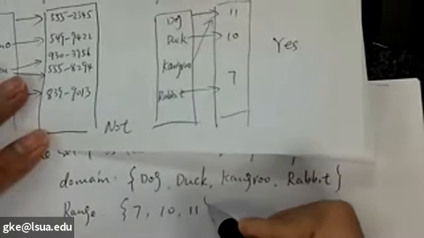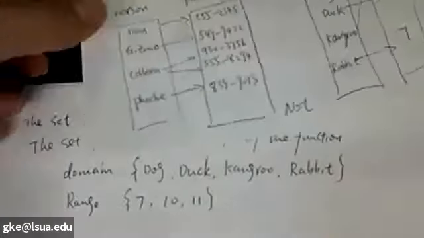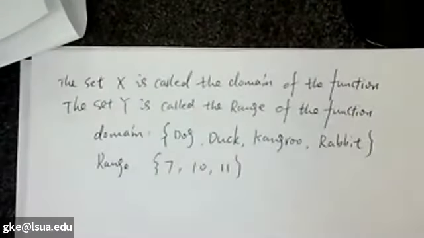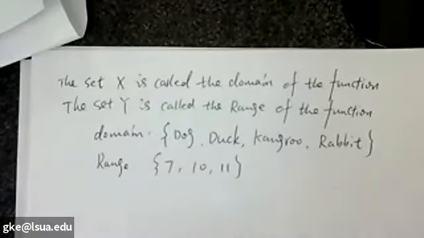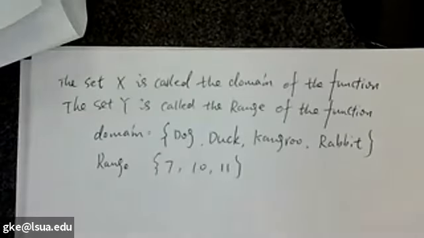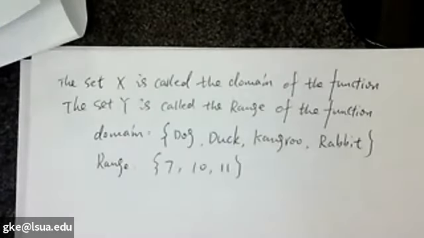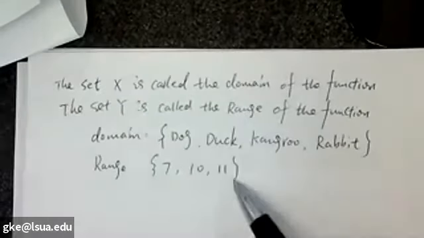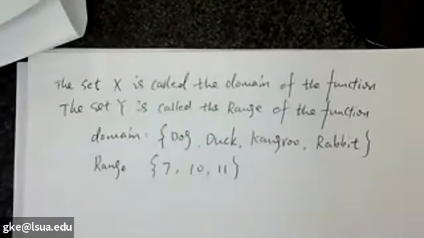7, 10, 11. Usually if there's a number on your MyMathLab, please put it from the smallest to the largest. That's the requirement from your MyMathLab, okay? So that's clear. Domain and range. Domain means the X set. Range means the Y set. That's it. Very simple.